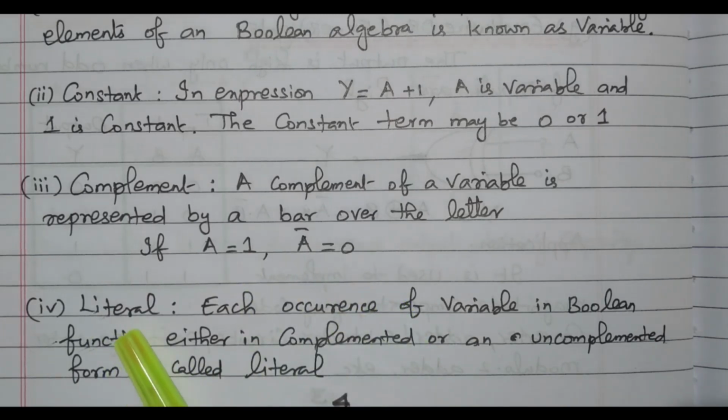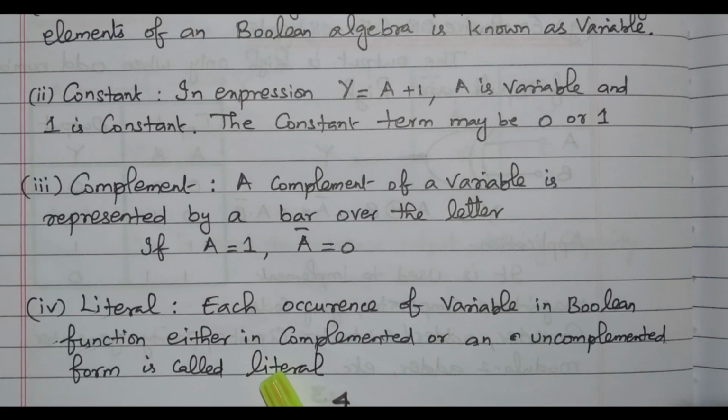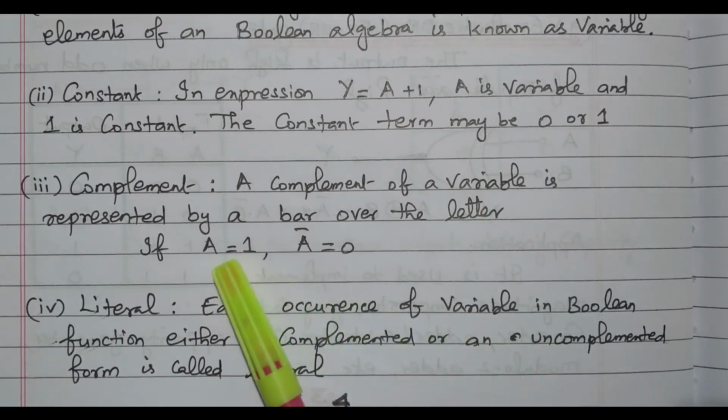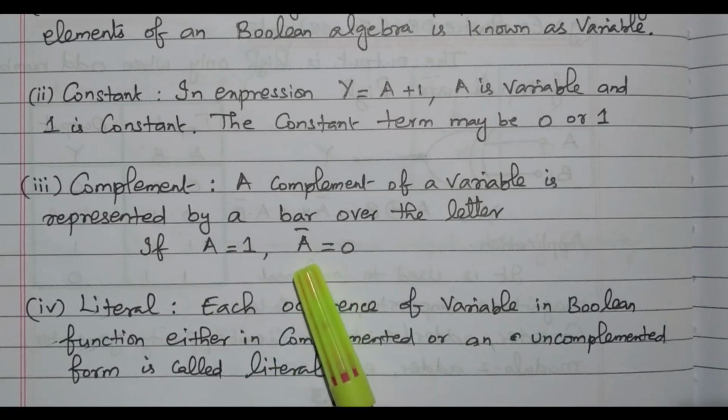Then literal. What is a literal? Each occurrence of a variable in a Boolean function, either in complemented or uncomplemented form, is called a literal. Literal means the terms available. For example, if A, B, C, three variables, are available, then A, B, C are called literals. They may be available in complemented form or uncomplemented form. Now we'll go to the next term.